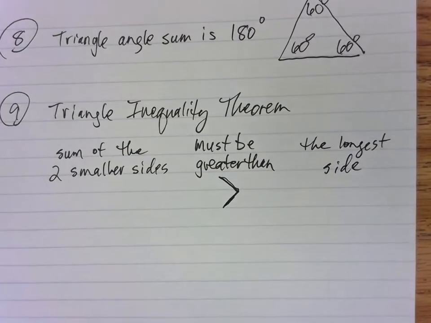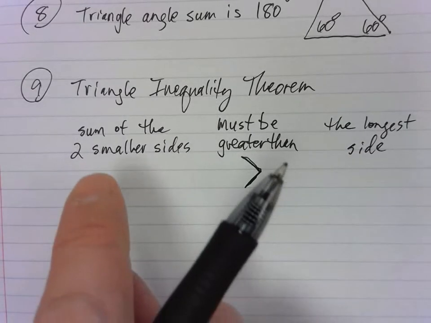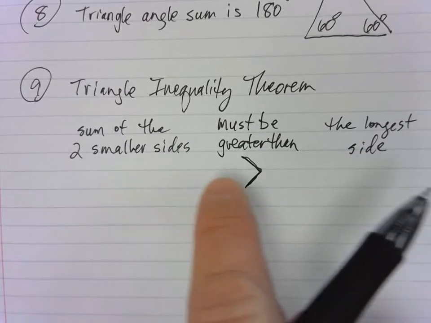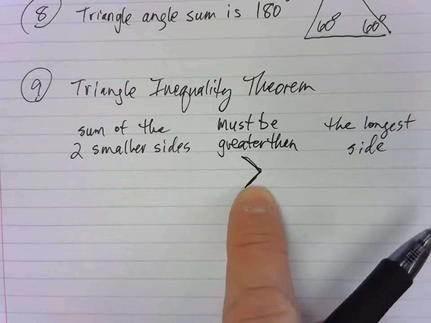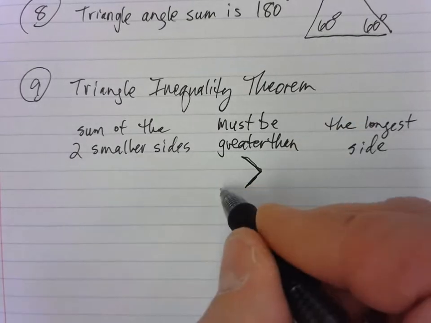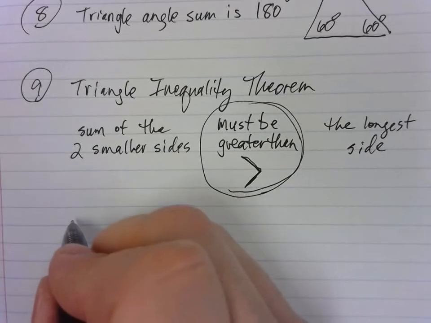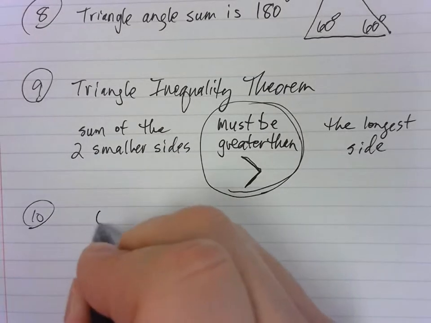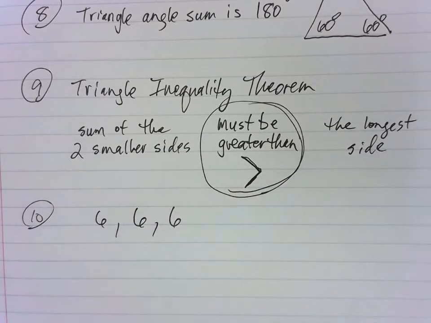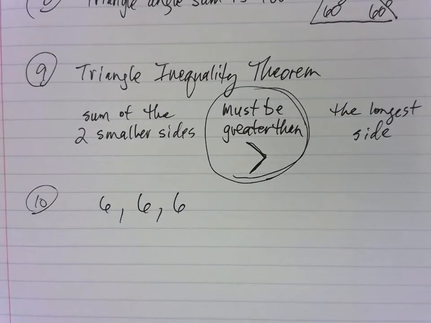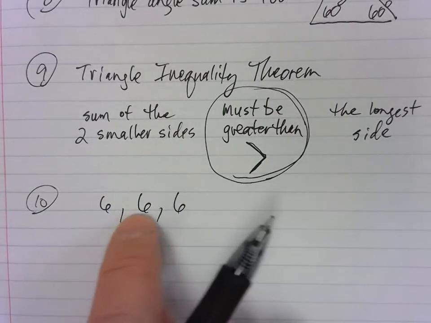Okay, so you have to add up the two small ones, and the sum has to be greater than, not equal to, greater than. Y'all hear me? Greater than. A lot of people are having trouble with ones like this. 6, 6, 6. Well, they're all the same, so you just take two of the smaller ones, okay?